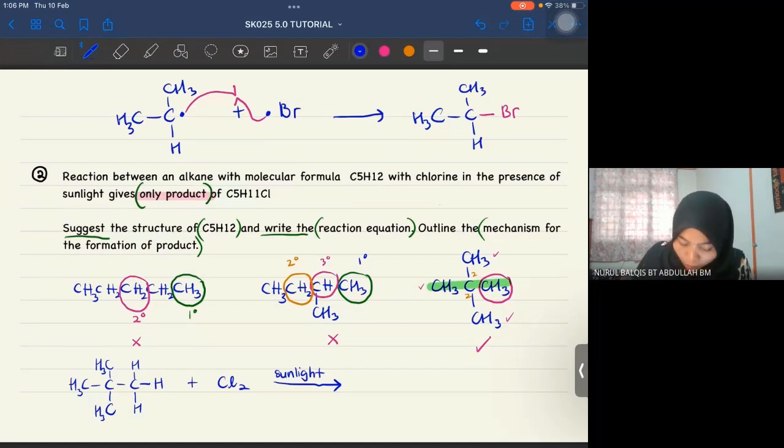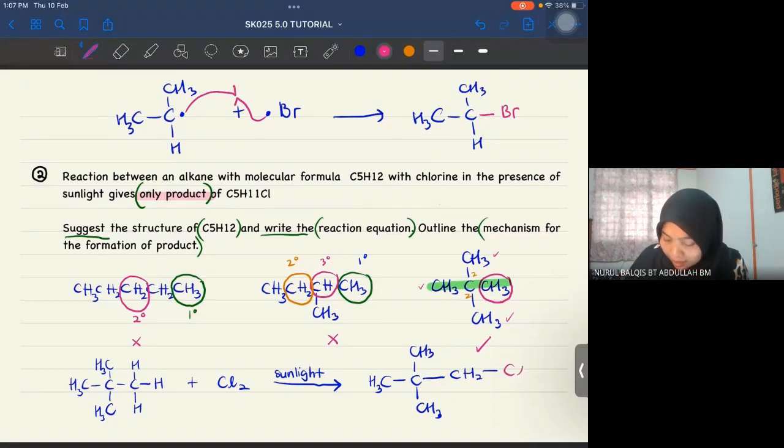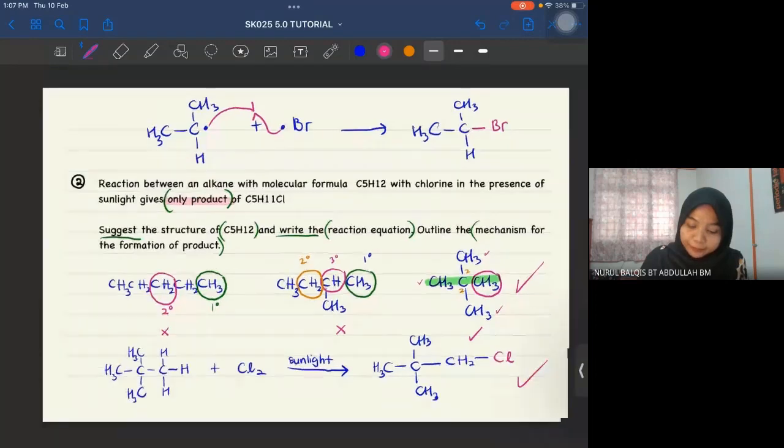You're going to form one and only product of CH3, CH3, CH3, CH2, kita ada Cl. Inilah awak punya general reaction. So bila soalan minta awak suggest structure dah betul kat sini. Yang first one tadi kat sini dah betul, ni pun dapat markah jugalah nanti sepatutnya.